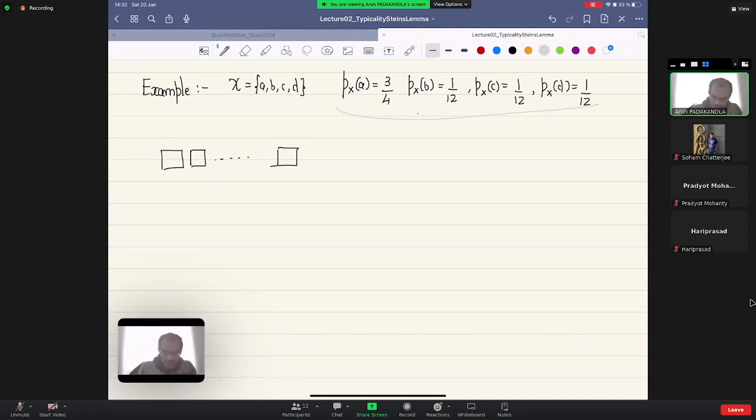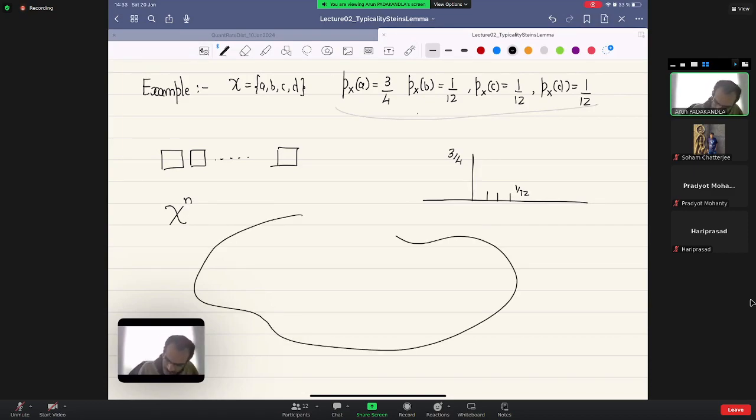So what am I doing? Now I bring in the probabilistic aspect, and I observe that as xn scales, initially the mass distribution was 3/4, 1/12, 1/12, 1/12. Now, when I take xn, where n is very large, how does the probability distribution look?